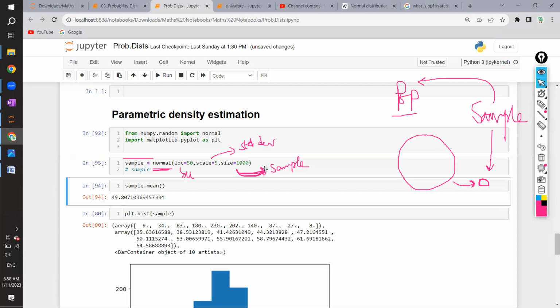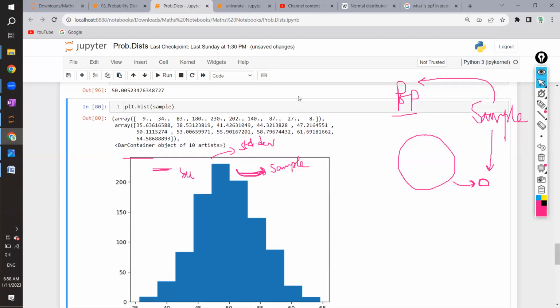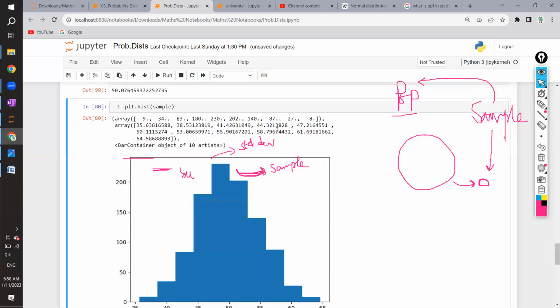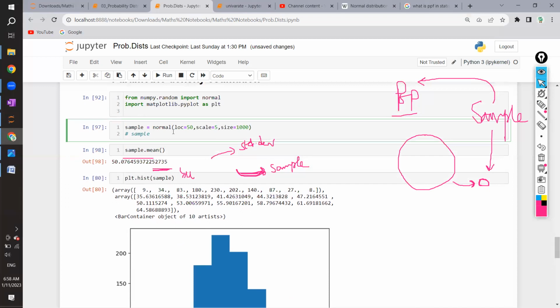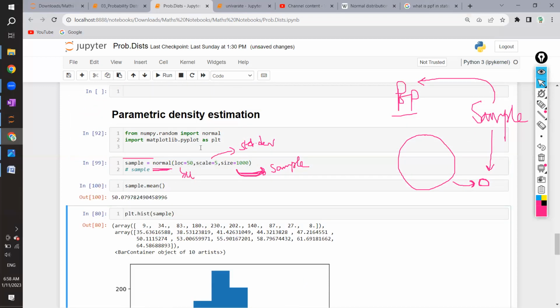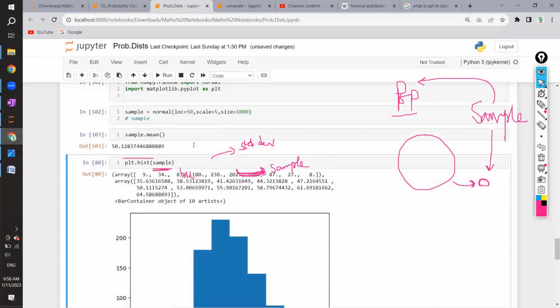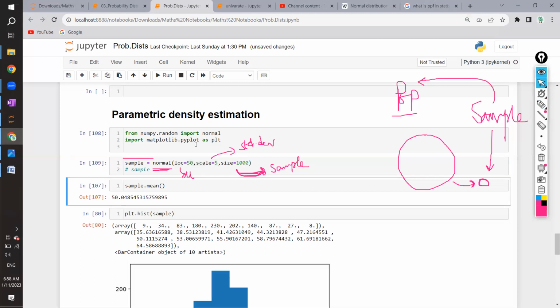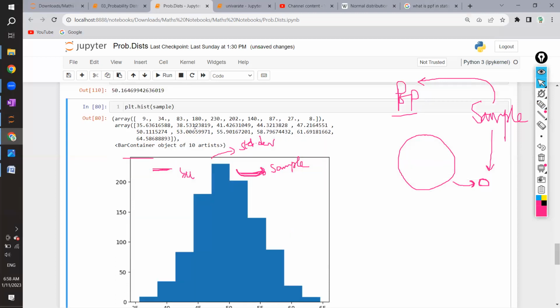Yeah, Santosh. Or if you take, sometimes it will be 50.005. Randomly it is taking 1,000. So if I run this again, 50.07. It is not exactly 50, but it is almost. 50.12, as you can see. 50.03. So it is creating 1,000 samples from that population, which will be almost similar.